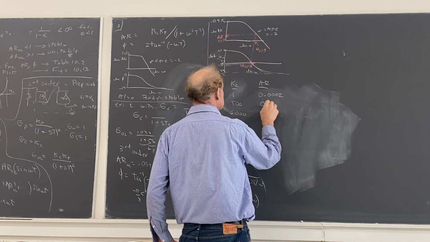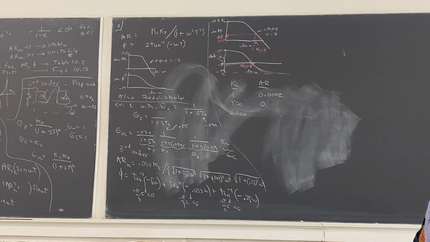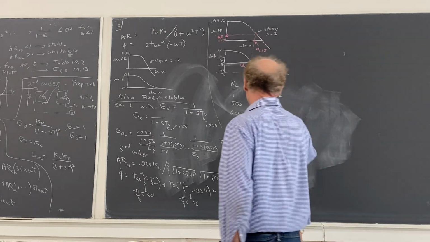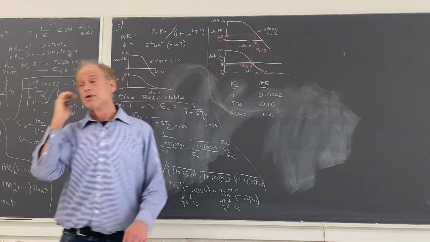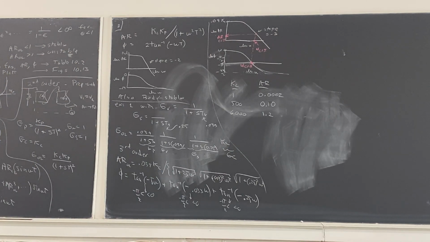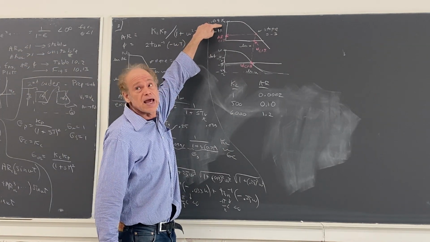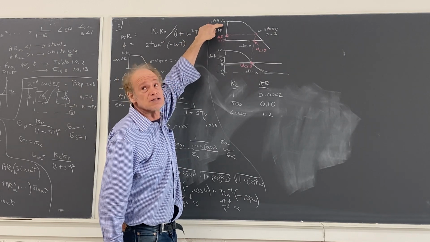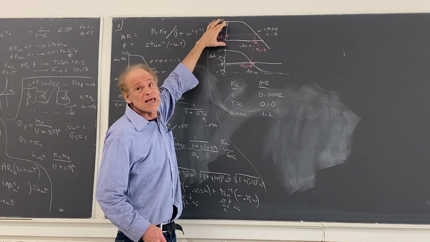In the second case, it's 0.1 or 0.01? 0.1. And in the third case, it's 1.2. So what's going on here? What we find, remember, Kc is setting the scale. This is 0.039 times Kc. It's just that Kc is setting the scale here.